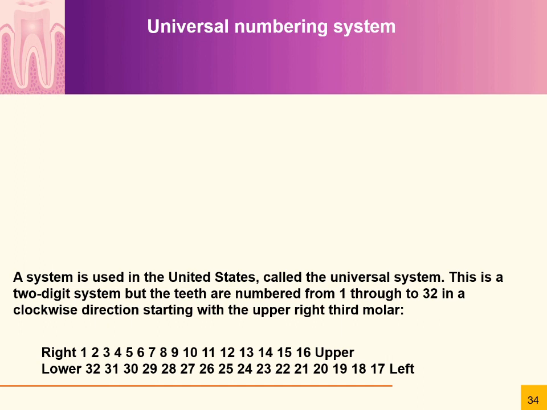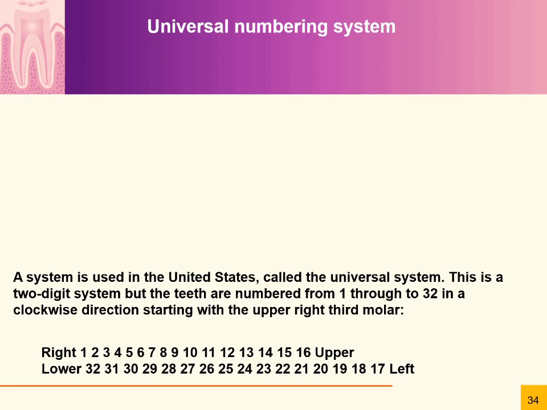Numbering systems. Universal national system, developed in 1968, most commonly used in the United States. Fédération Dentaire Internationale system. Canada and European countries use this, easily adapted by computer, and widely used in most countries. Palmer system.